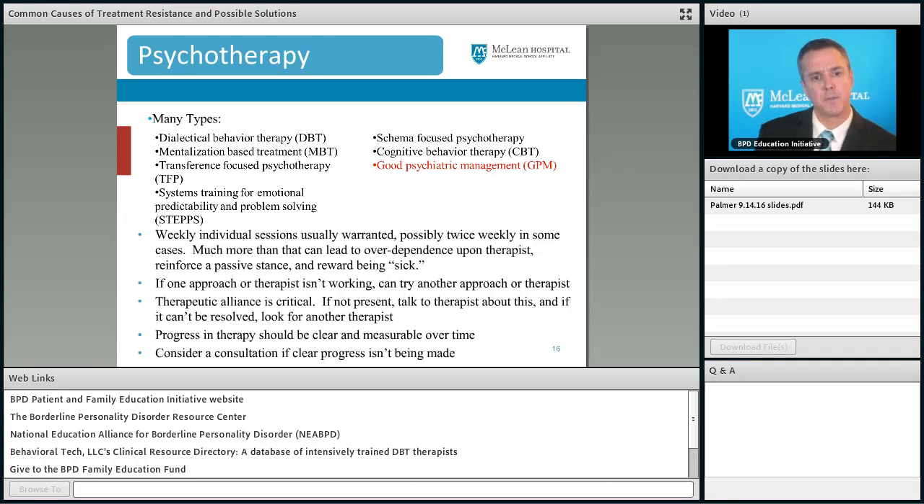One thing that I do want to point out about these different types of psychotherapy is that a lot of them are based on their own theories of what causes borderline personality disorder. So for instance, mentalization-based treatment is based on the belief that the cause of borderline personality disorder is poor attachment in childhood and therefore poor mentalizing ability. And so that whole treatment is geared toward teaching people how to mentalize, correcting that deficit.